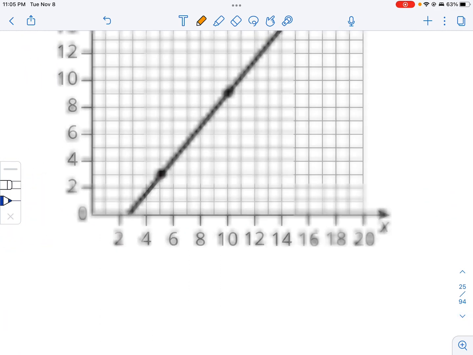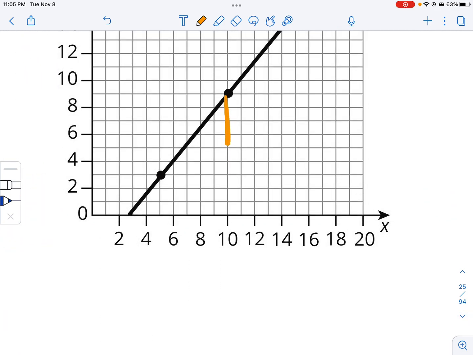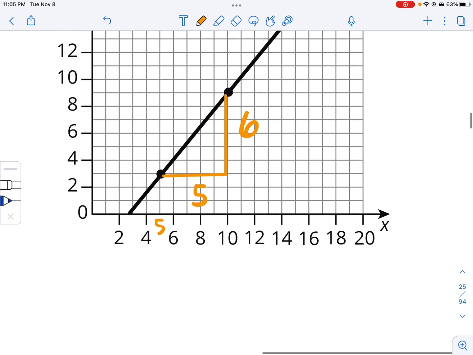Then this one, this is a positive slope. How tall and how far over? So it goes from 3 to 9, so that's 6 tall. It goes from 5 to 10, so that's 5 over. Oh, okay. 1, 2, 3, 4, 5, 6, yep. So my slope is 6 over 5. I'm just going to use this point right here, so that's the point 5, 3.